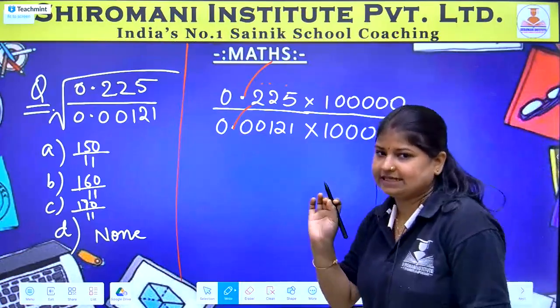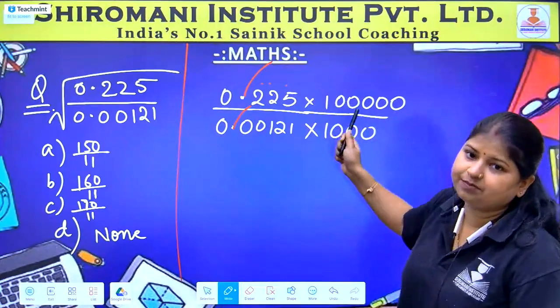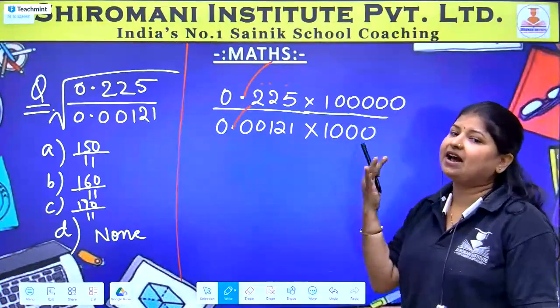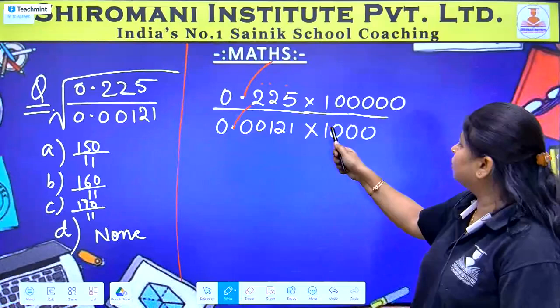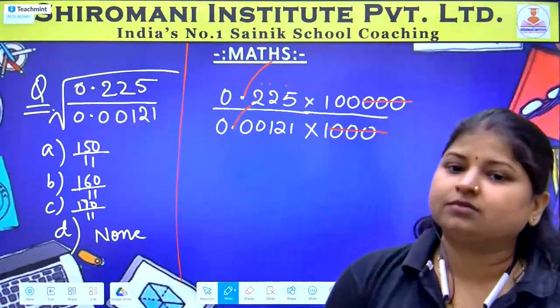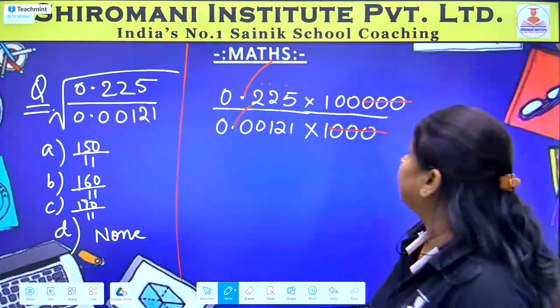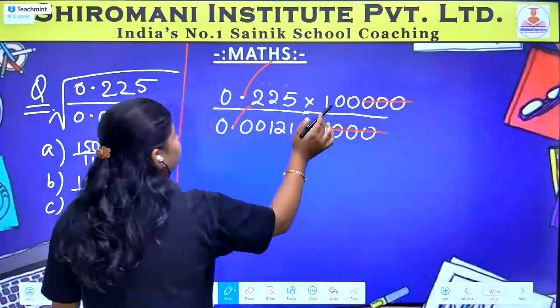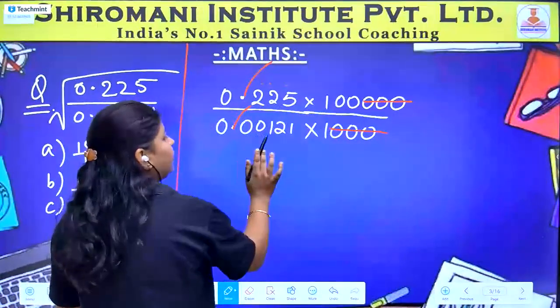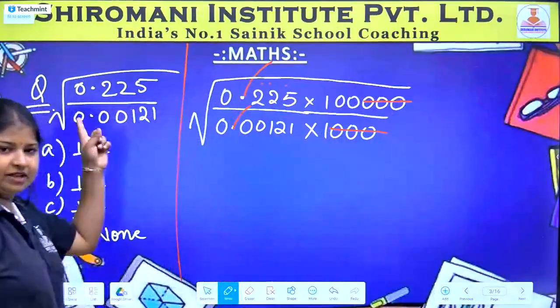Now, see, I have 1, 2, 3, 4, 5 zeros. In the denominator, I have 3 zeros. So 3 zeros and 3 zeros, you can cancel out. 3 zeros cancelled out. Now what is left? I'm left with 225 upon 100 and 121. And I have to find the square root of these. I have to find the square root.